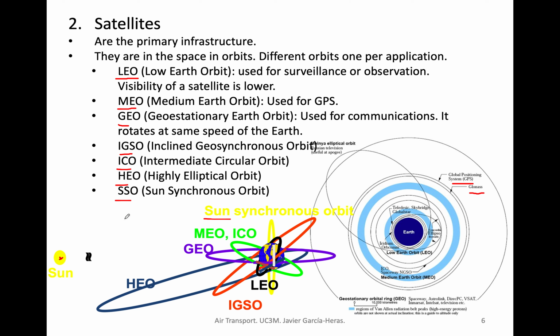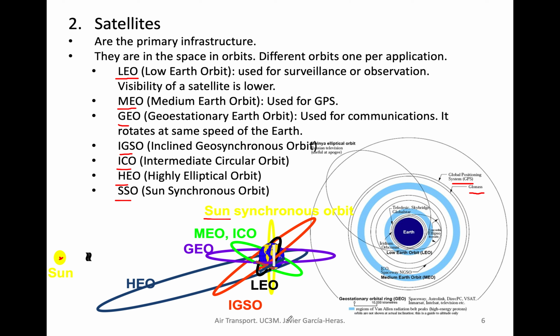For example, the HEO, the highly elliptical orbit, is this one, and it is the one that is more eccentric, but also approaches closer to the Earth. And the intermediate circular orbit, or the medium Earth orbit, is the orbit where the satellites from the GPS are located.